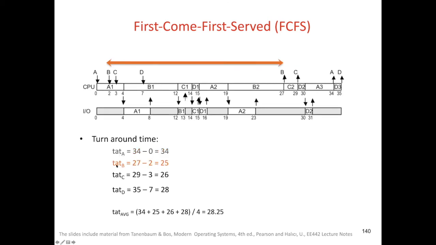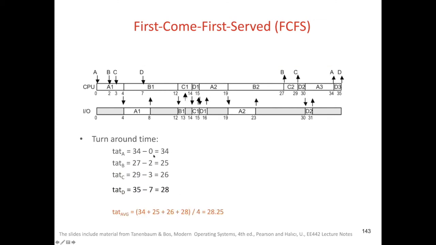For process B, it is submitted to the system at time 2 and it completes its operations at 27. It terminates at that time. So turnaround time B is 27 minus 2, which is 25. And similarly for process C, it terminates at 29 minus the time it is submitted, 3. The difference is 26. For process D, it terminates at 35 and it was submitted to the system at 7. So the difference is 28.